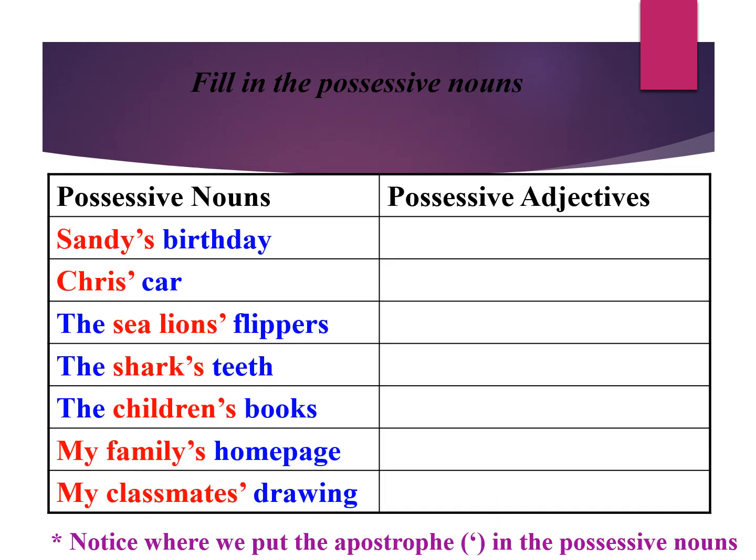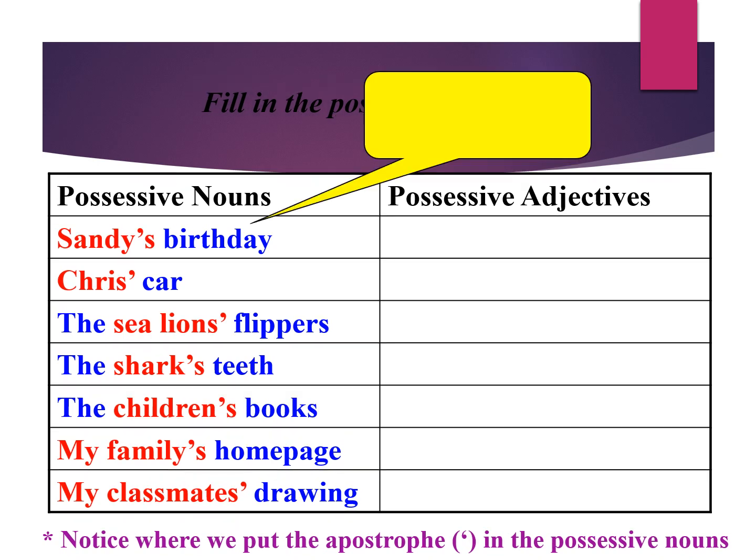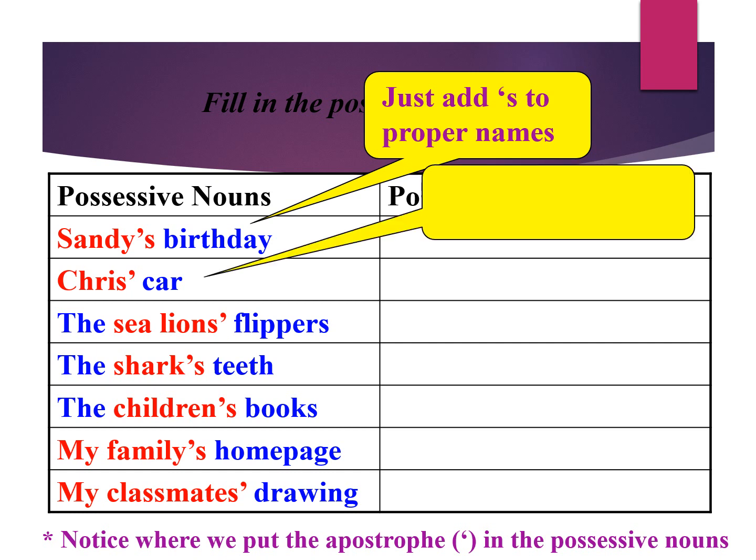Now we're going to take a look at some rules, how we deal with the apostrophe and the S in terms of possessive nouns. Okay, there are some rules that we got to follow, and for starters, we have the first rule. If you look at this sentence, it says Sandy's birthday. So the rule says that we only have to add apostrophe S to proper names. Names of people. In this case, Sandy's. All right.